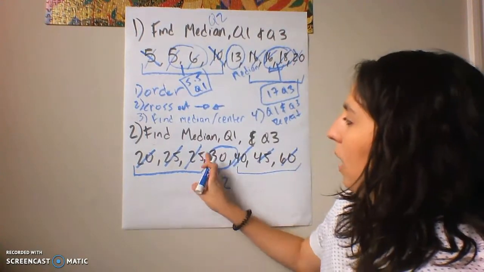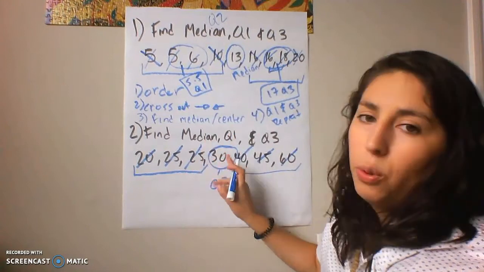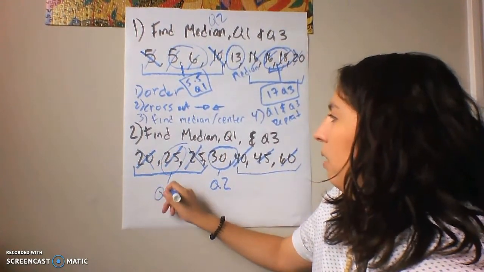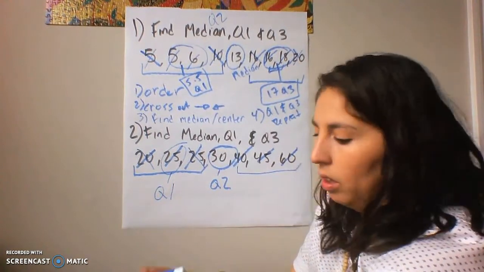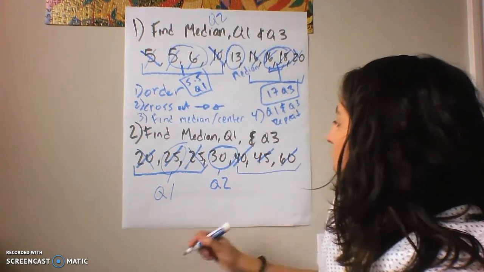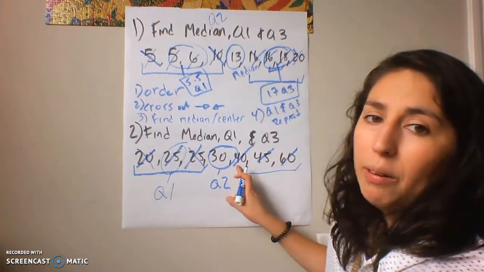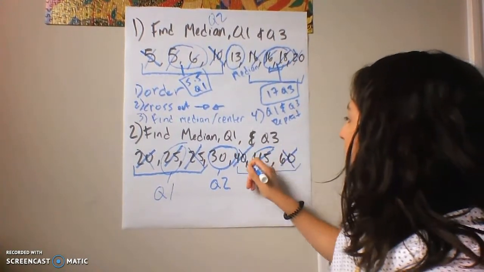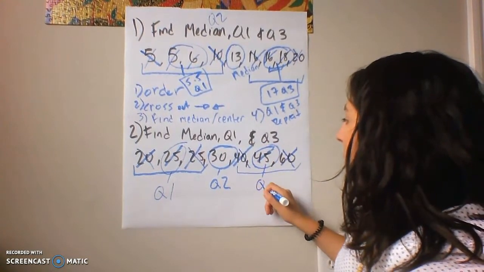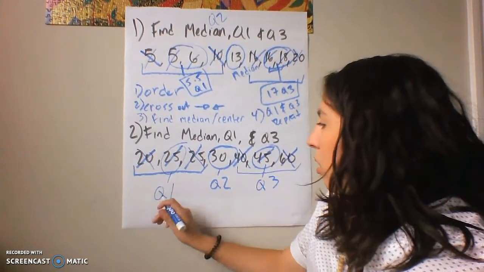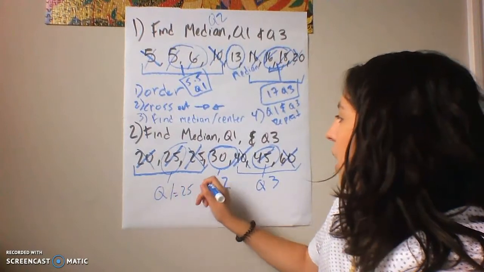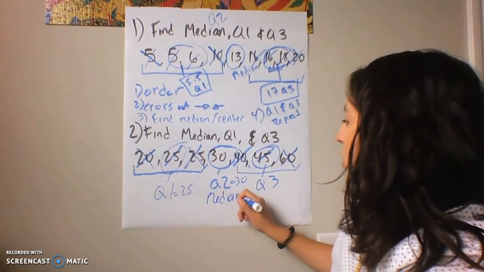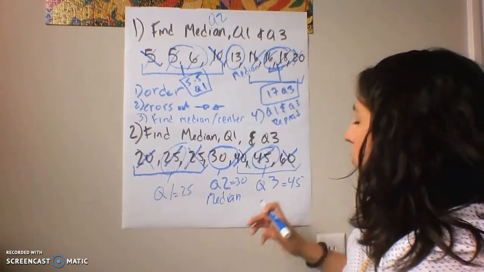Okay, so for Q1, I'm only looking at the first half, everything before the median. Cross out, I'm left with 25, so 25 is Q1. For Q3, I do the same thing except everything after the median. So I cross out from the beginning, cross out from the end. I am left with 45, so 45 is my Q3. So Q1 was 25, Q2, or my median, was 30, and Q3 was 45.